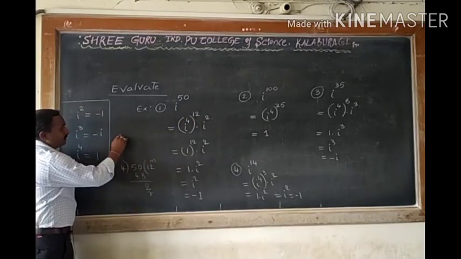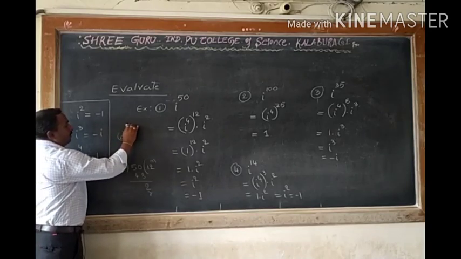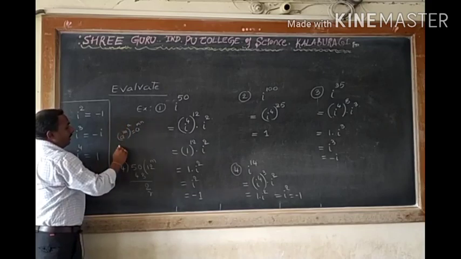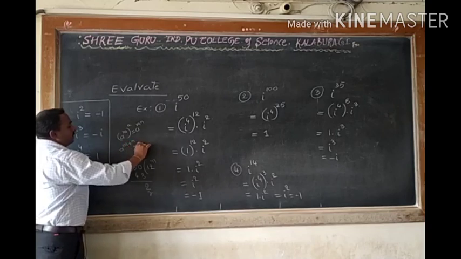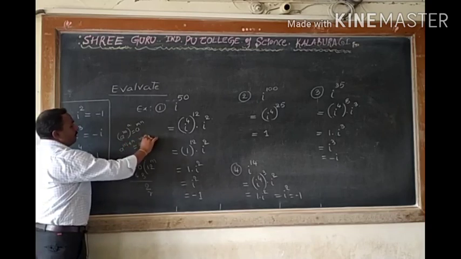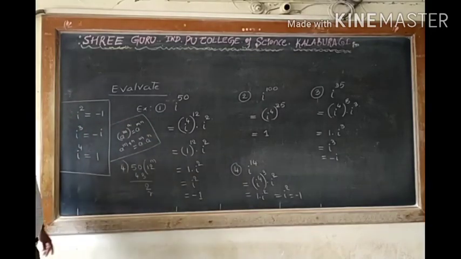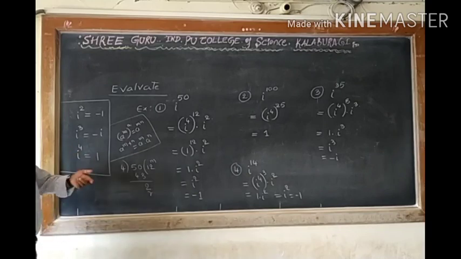By the law of indices, (a power m) whole power n can be written as a power m into n, and another law, a power m plus n can be written as a power m into a power n. Here it means the same: i power 4 into 12, 48, plus 2, that is 50. Separate and convert to the smallest; 50 reduces to the i value.